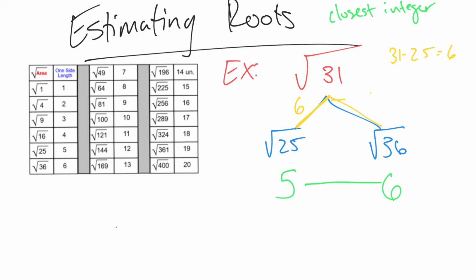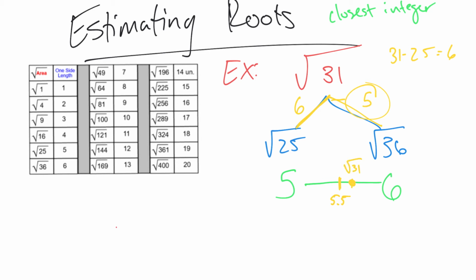31 to 36 has 5 numbers in between, meaning that the square root of 31 is closer to the square root of 36 because there are fewer numbers in between. So that tells me, if this would be 5.5 directly in the half, somewhere in between 5 and 6 exists the square root of 31, and since it's slightly closer to the square root of 36, I'm going to say that that number exists here.